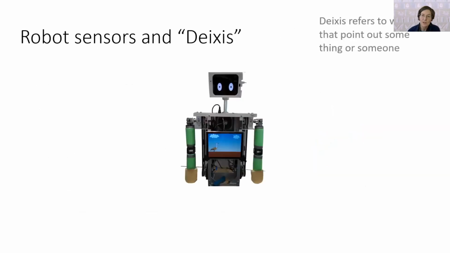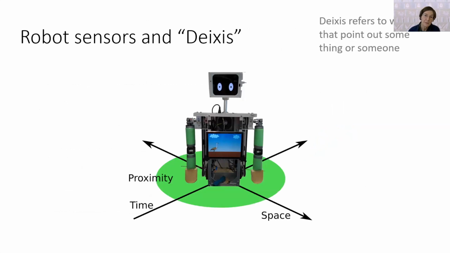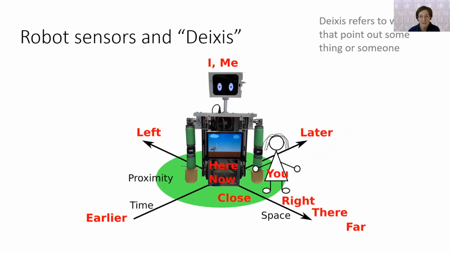So deixis refers to words that point out something or someone. These are intrinsically contextual. Some of them refer to space, some to time. It can be proximity. It can be words like I, am, me, you. So all these words fit into challenges for large language models.